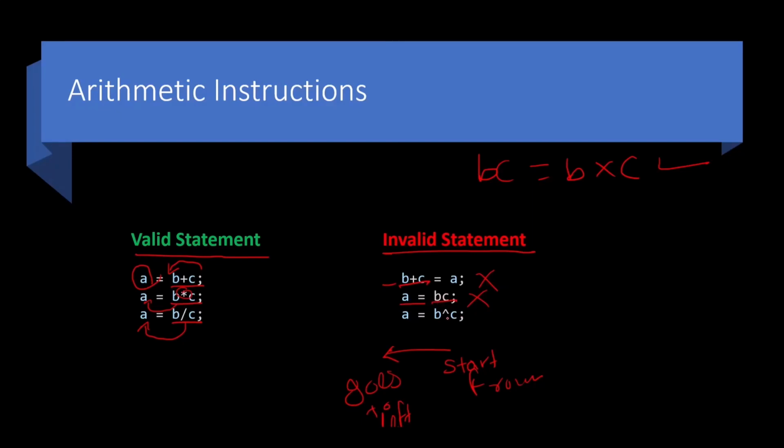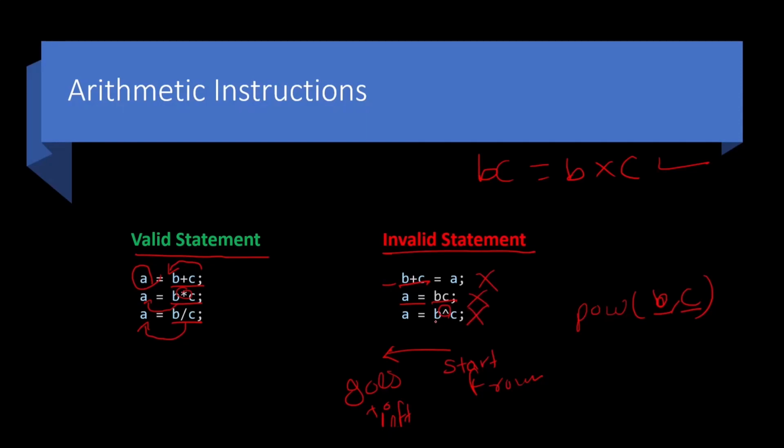Similarly, for an exponential term we cannot use this symbol directly. We use a math function, which is the power function, pow(b, c). This is the base and this is the exponential power. Now, this is also incorrect. It will give us some random value.